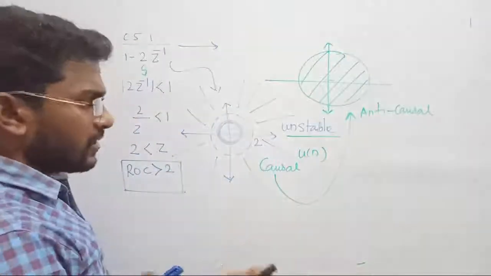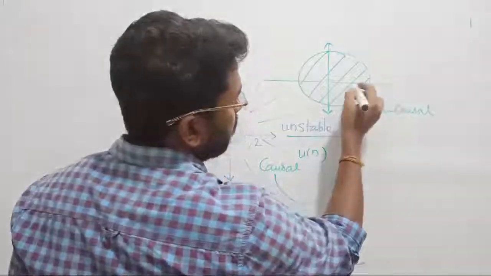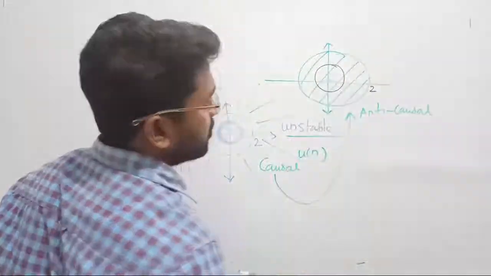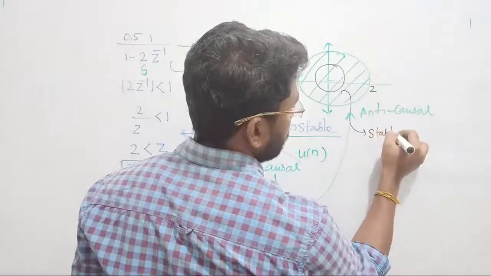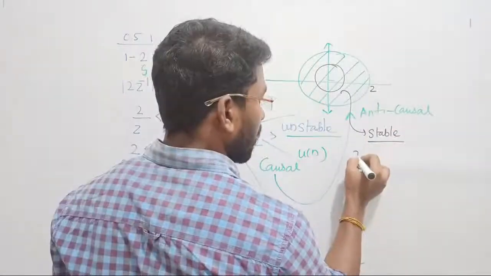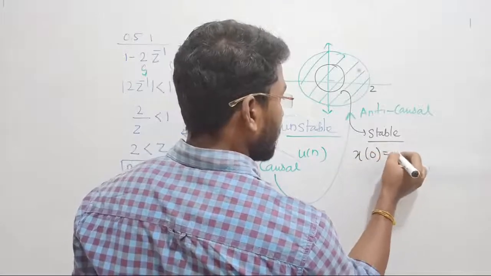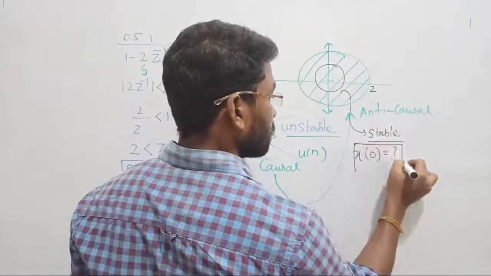Why? Because see, this is 2. Where is the unity circle? It lies within the ROC. Now this system is correct. This system is going to be a stable system. In this stable system, you are requested to calculate the value of x of 0. Can anyone tell me the answer for this one?